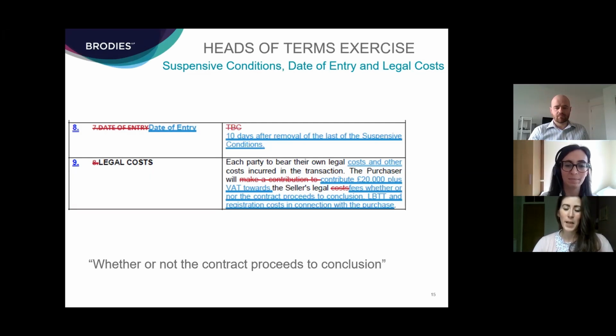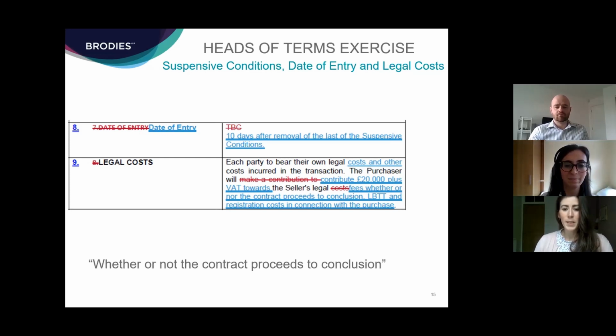There's a set amount provided that the purchaser must contribute, and it specifies that VAT is payable on this amount as well. Now, the wording, whether or not the contract proceeds to conclusion, is also important, as this obliges the purchaser to make the contribution irrespective of whether or not the sale contract concludes. And in practice, we would also ask for the purchaser's solicitor to provide a separate letter of cost undertaking, and this acts as a separate contract in addition to the sale contract, which essentially obliges the purchaser to make payment of the contribution towards the seller's fees.